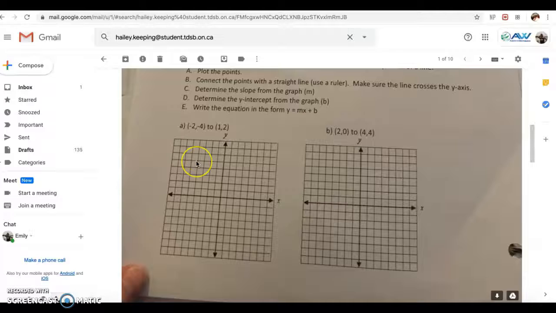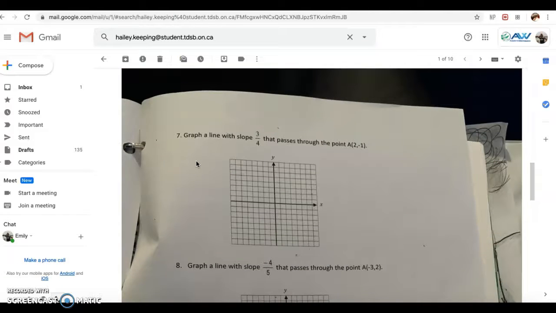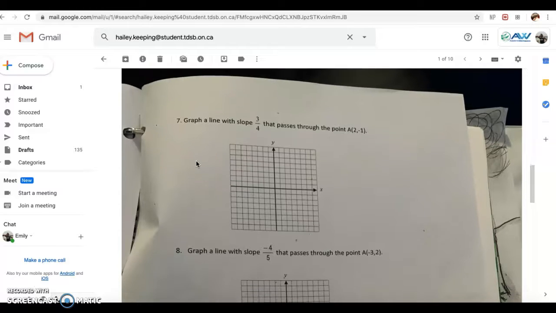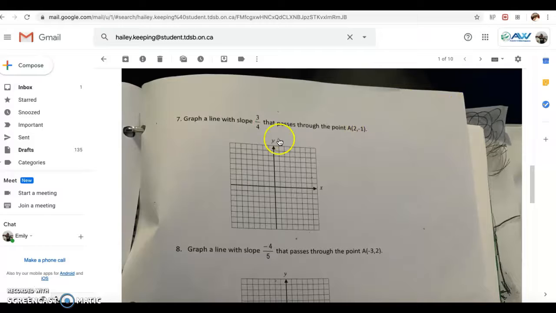Okay, next page. Graph a line with a slope of 3 over 4 that passes through the point A, (2, -1). So I'm just going to describe to you how you might do that one. You are going to plot this point (2, -1). If you labeled this axis so each grid square equals 1, then 2, -1 would be 2 right here, and then -1 right here. So you'd put point A right there.